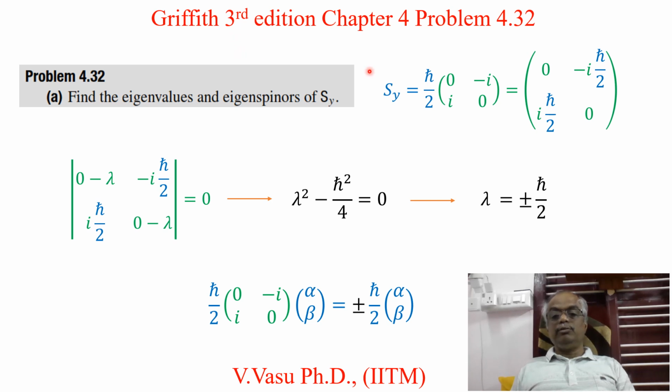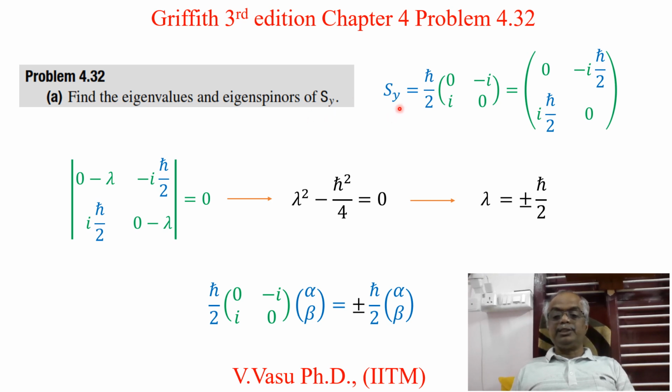Today we will solve problem 4.32 of Griffiths' third edition Introduction to Quantum Mechanics. The problem consists of three parts. We will find the solution one by one. First, part A is: find the eigenvalues and eigenspinors of S_y.